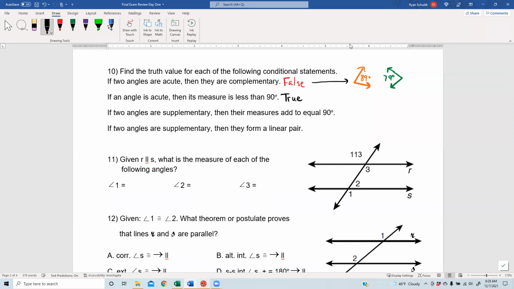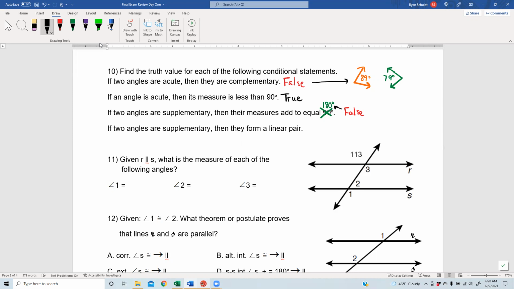If two angles are supplementary, then their measures add to equal 90. No, that's false. If they're supplementary, what do they add to equal? Not 90. That should say 180. That's what makes that false. So it's false because of that reason right there.